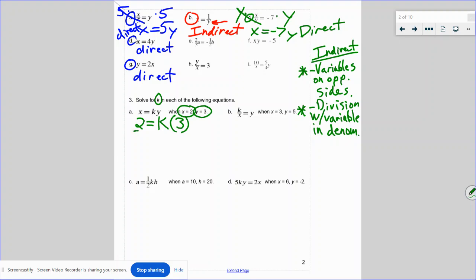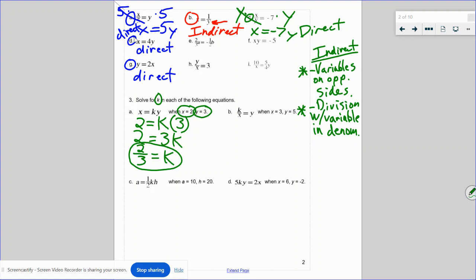I can simplify that just a little bit. 2 equals 3k. We'd always put that number in front if we're multiplying. And then to solve for k, divide both sides by 3. 2 divided by 3 is going to give you a decimal, but the nice way to do that is just leave it as a fraction, 2 divided by 3. There's nothing wrong with that. In fact, that's more exact.